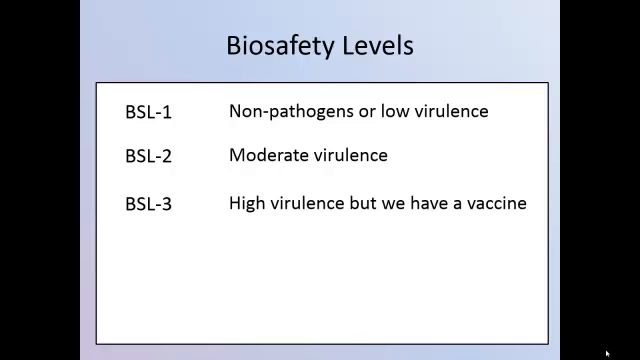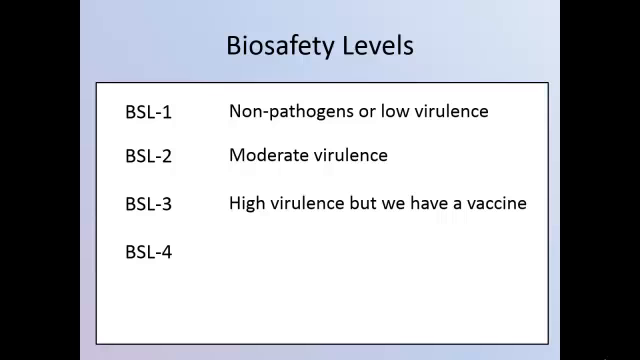Biosafety level 3, we're working with organisms that are much more virulent. We have high virulence, but generally we have a vaccine for them. Organisms that we would work with in a biosafety level 3 would be, for example, anthrax. It can cause severe disease, especially if it's been weaponized. Also, you don't want anthrax getting out into farm country where it can decimate your cattle production, but we have a vaccine for it. So that would be an example of a biosafety level 3 organism.